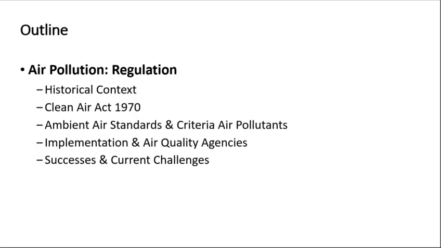Among the subtopics to be covered are as follows. We will provide a historical perspective of air pollution regulation, which culminated in the major Clean Air Act of 1970 regulations. From this, we will introduce the topics of ambient air quality standards and criteria air pollutants. We will then summarize how Clean Air Act regulations are implemented and the national, state, and local air quality agencies involved. Past successes in controlling air quality following from these regulations and current remaining challenges will then be summarized.